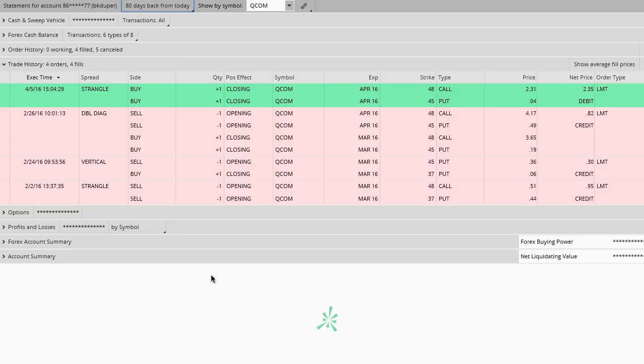$95. All right, so here we are back on my account statement at Thinkorswim. Again, back on February 2nd, we got into this trade in Qualcomm, opened this wide strangle for March. We sold the 48 calls, sold the 37 puts, and took in that nice reasonable credit of about $95.